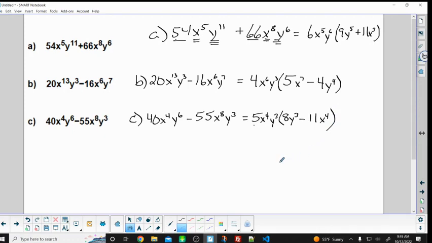So there you have it. That's how you factor these complicated-looking binomials by using GCF.